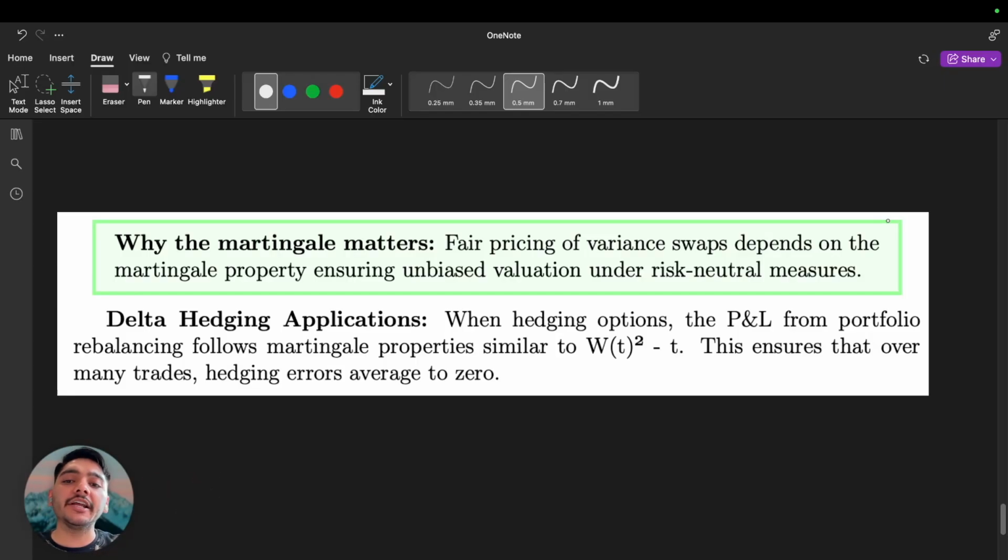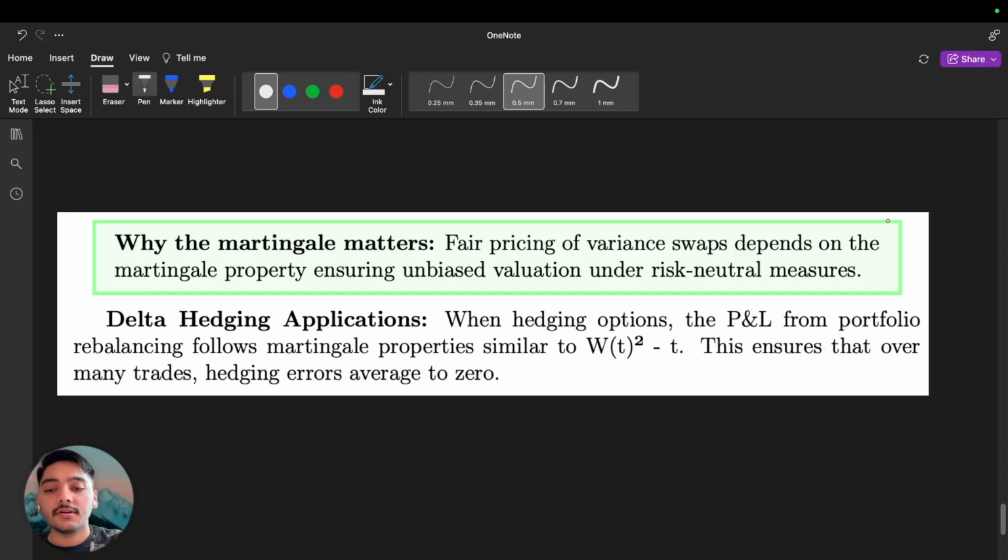As a real world example, during the March 2020 COVID crash, many variance trading strategies suffered massive losses because realized volatility included large price jumps not captured by the continuous W_t squared minus t framework. Then stochastic volatility: the assumption of constant volatility breaks down in practice, and volatility itself follows stochastic processes, creating additional risk factors beyond basic Brownian motion. And market microstructure: in high frequency trading, the continuous time assumption breaks down at millisecond time scales, where market microstructure noise dominates.